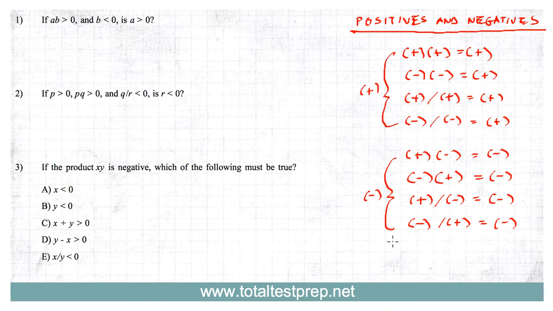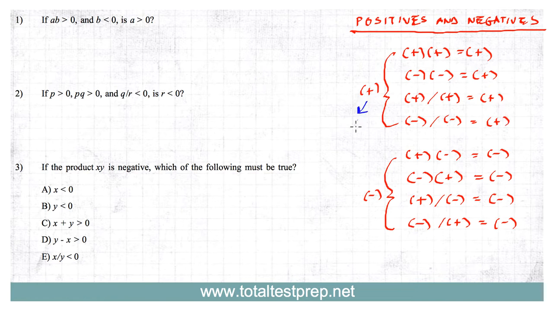In today's video, we'll go over some of the basic rules for positives and negatives. The essential thing to remember is that when you're multiplying or dividing two numbers that have the same sign, so two positives or two negatives, you're always going to get a positive result.